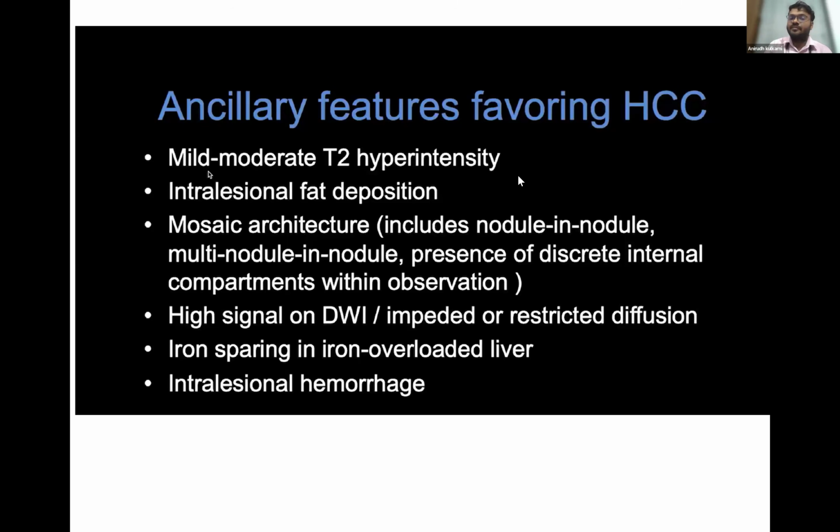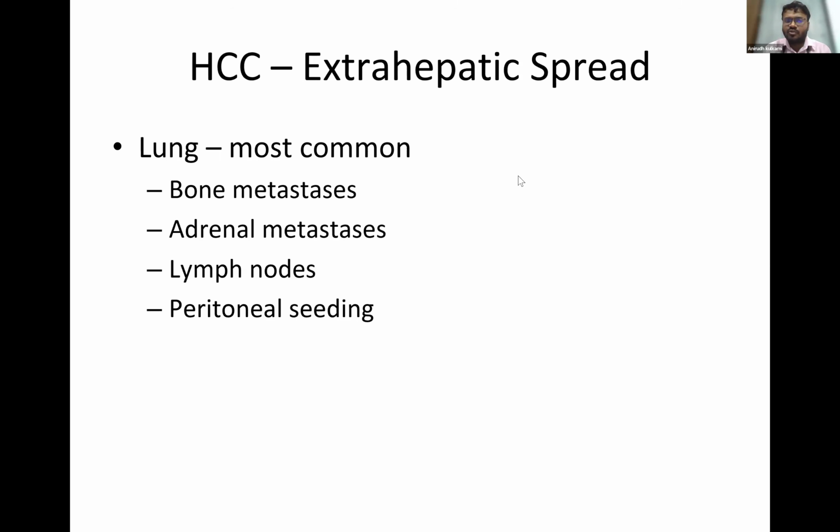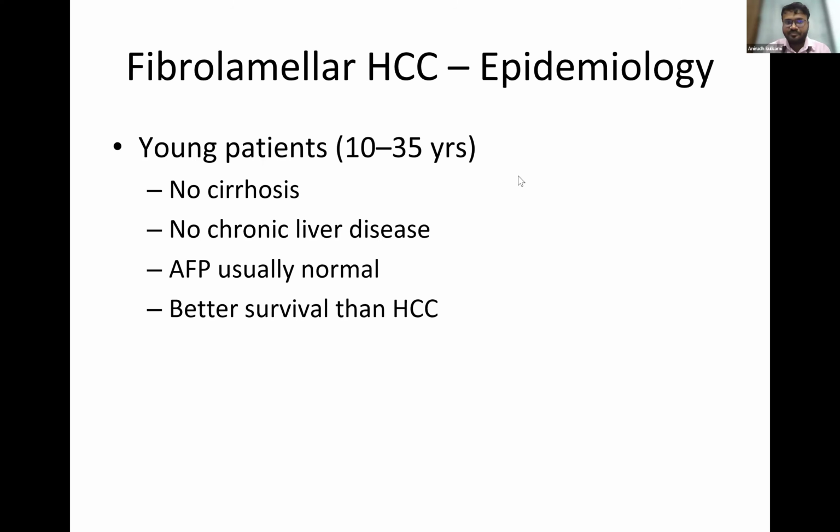Mosaic architecture. Nodule in nodule appearance. Then high signal on diffusion weighted imaging, and iron sparing: the liver is already iron overloaded, but in the lesion there is no iron. We have to suspect HCC. These are the complications: hemoperitoneum, biliary invasion, portal hypertension, and metastasis. Lung is the most common, followed by bone, adrenals, lymph nodes, and peritoneal seeding can happen.